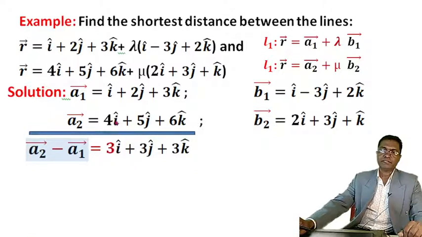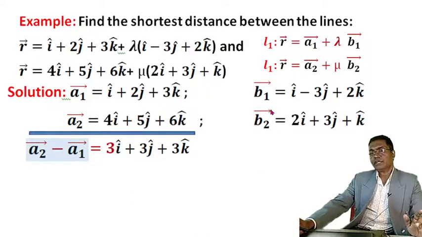Now you have to find the a2 minus a1 vector. So a2 minus a1 is, as I said earlier, change the sign. So 4i minus i, you will get 3i, 5j minus 2j gives you 3j, and 6k cap minus 3k cap gives you 3k cap. So just subtract.